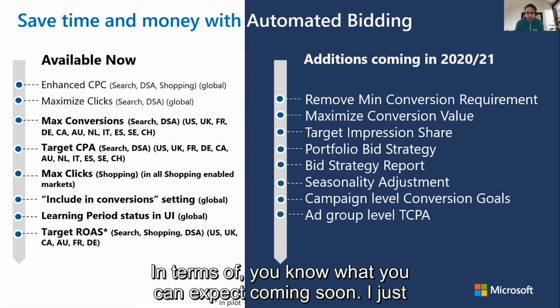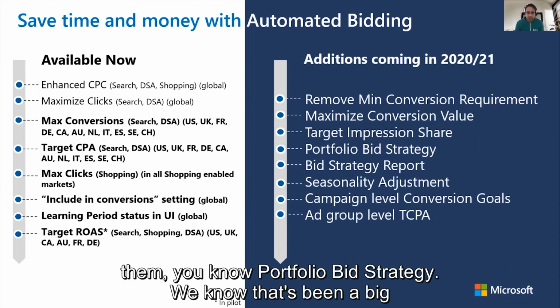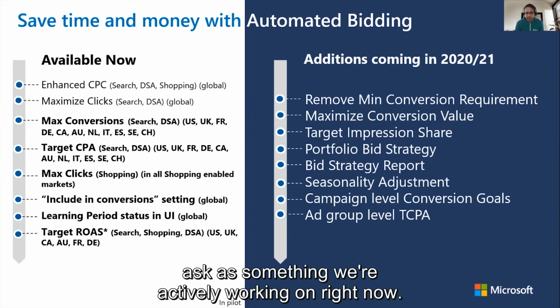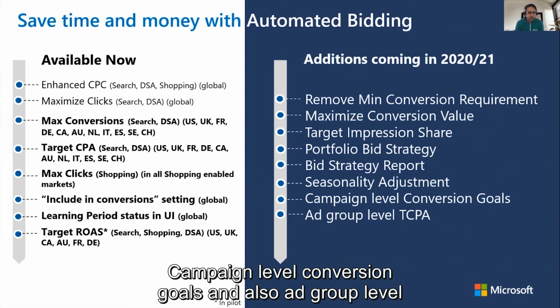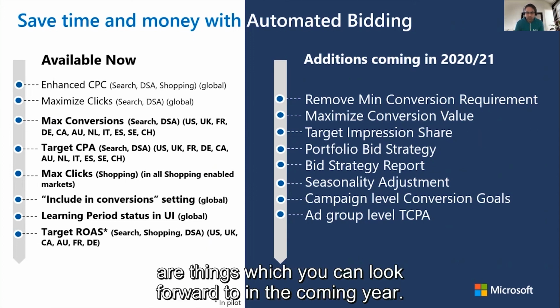In terms of what you can expect coming soon, I just want to call out a few. I'm not going to go through all of them. Portfolio bid strategy, we know that's been a big ask. That's something we're actively working on right now. Campaign level conversion goals, and also ad group level target CPA, auto bidding technology as well. So those are things which you can look forward to in the coming year.